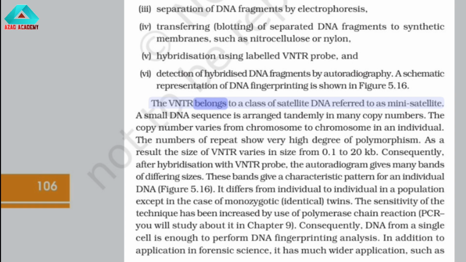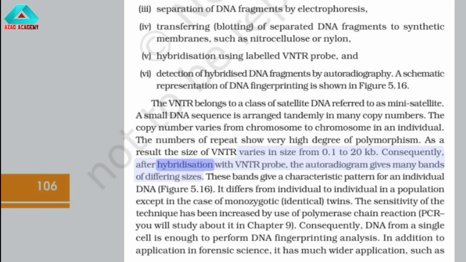The VNTR belongs to a class of satellite DNA referred to as mini-satellite. A small DNA sequence is arranged tandemly in many copy numbers. The copy number varies from chromosome to chromosome in an individual. The numbers of repeats show a very high degree of polymorphism. As a result, the size of VNTR varies from 0.1 to 20 kb.